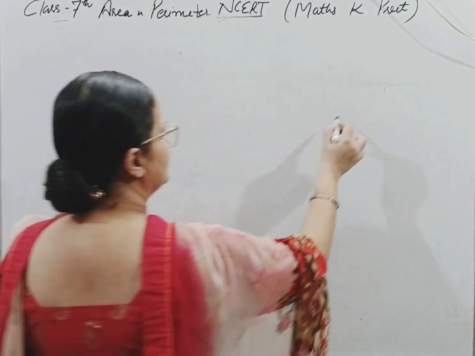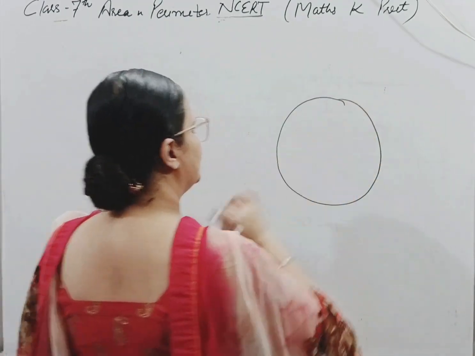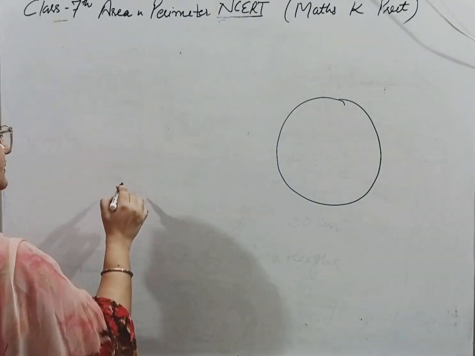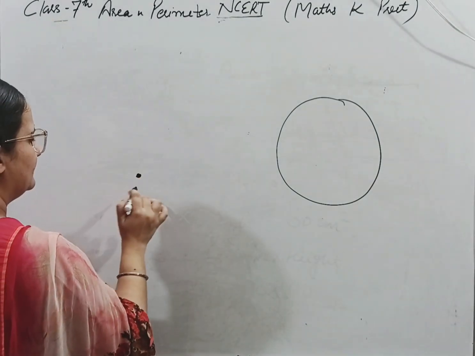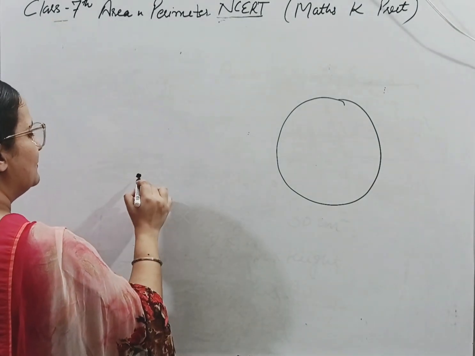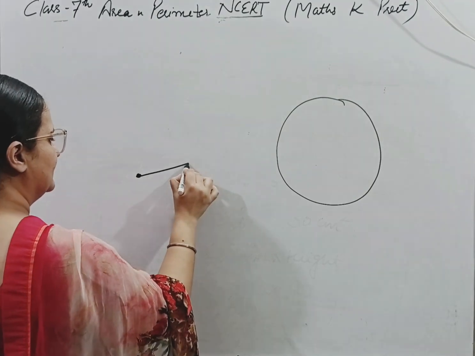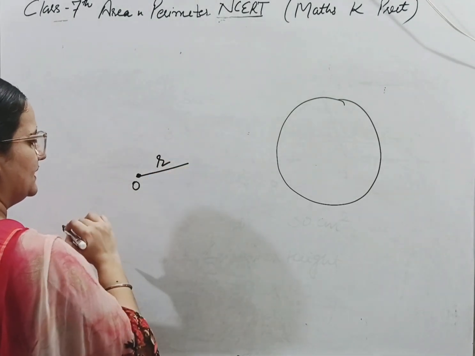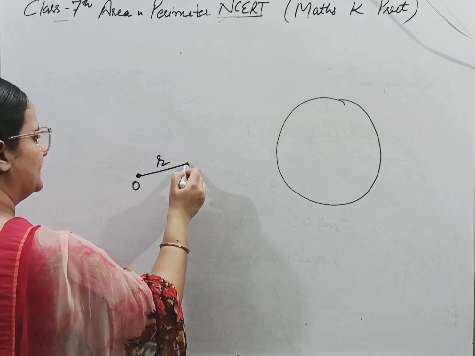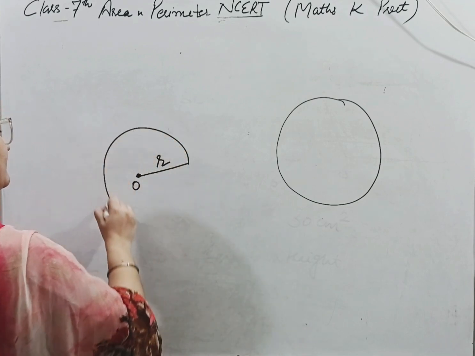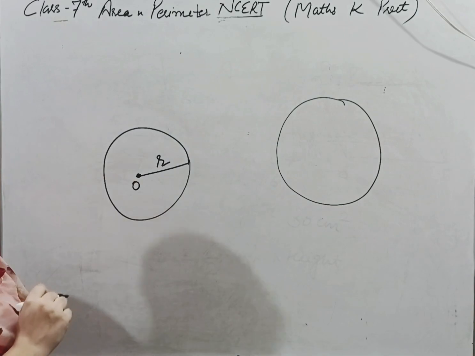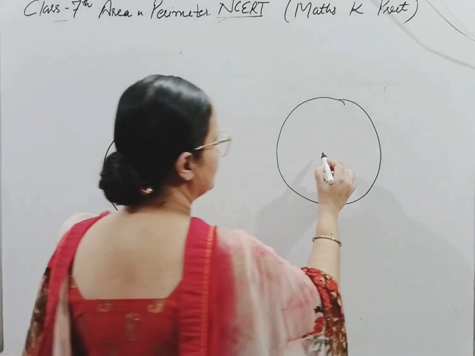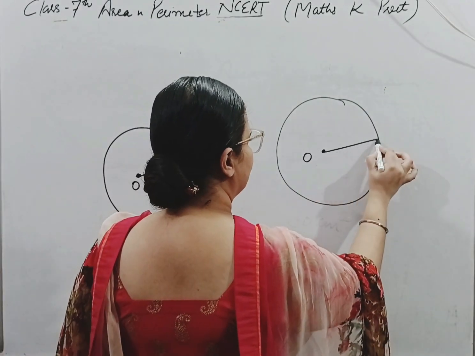So we know that if this is a circle, what is the definition of a circle? From a fixed point, any fixed point on the plane, this is a plane figure again, at a fixed distance. So if this is my O, fixed point is O, at some distance, say R, unit, meter or centimeter, we draw a figure. Such figure that we obtain is known as a circle. So if this is my point O, this is fixed distance R.